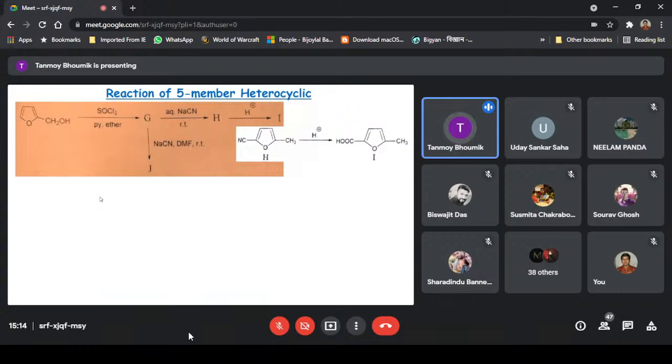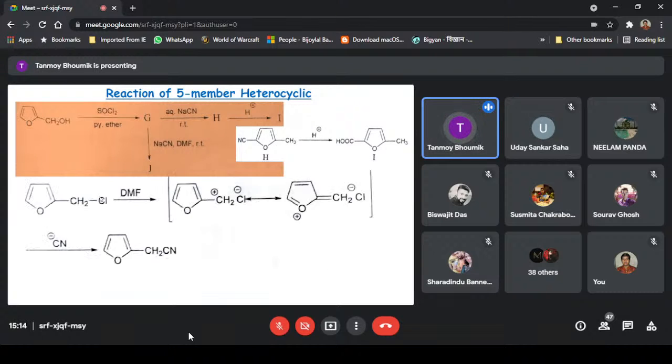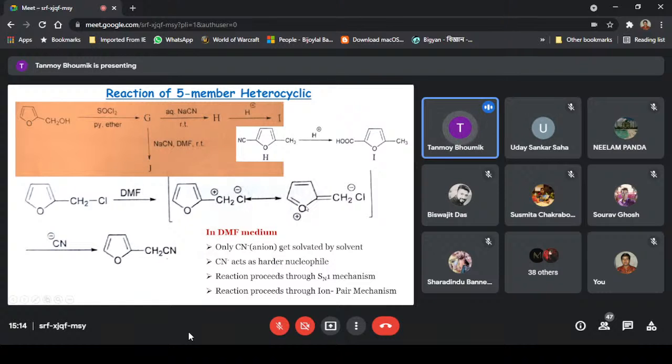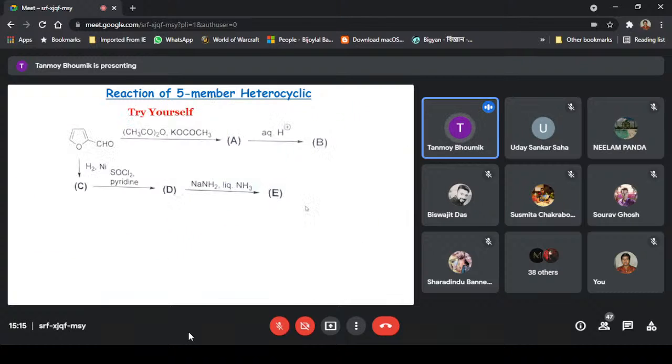Then first the protonation occurs, and after the protonation, under another DMF condition, it can form the ionic form, and then whenever the ionic form is there, the cyanide minus can attack at two positions, the CH2 position or the C double bond O position, but it can easily attack at the CH2 position. So here the cyanide minus anion is solvated by both solvents, and cyanide minus acts as a harder nucleophile. The reaction proceeds through an SN1 reaction, through the ion pair mechanism. This is the ion pair mechanism.